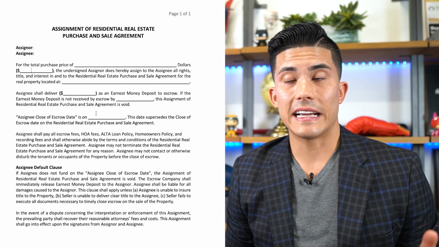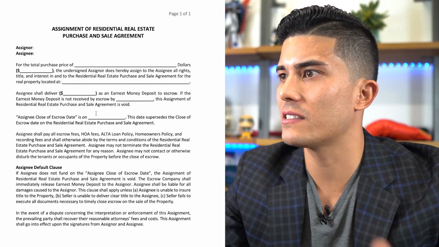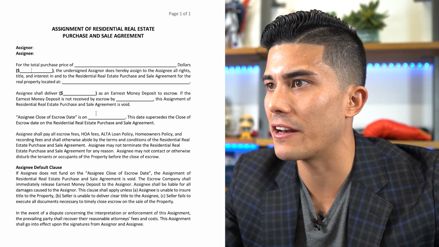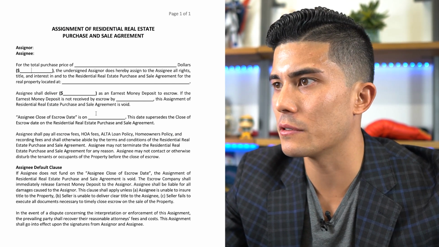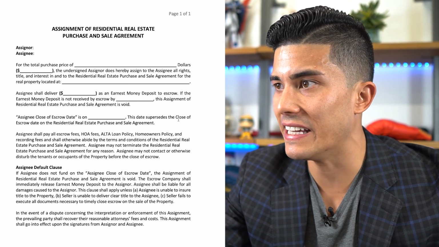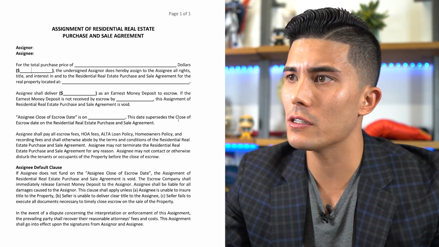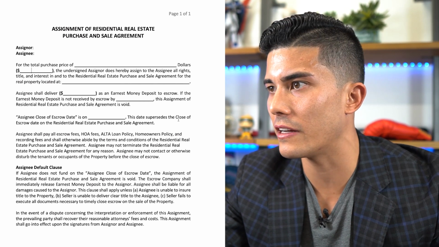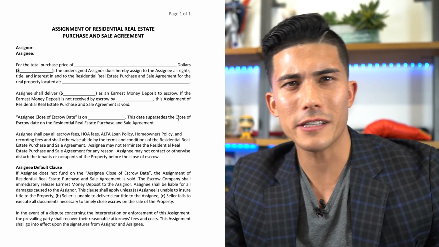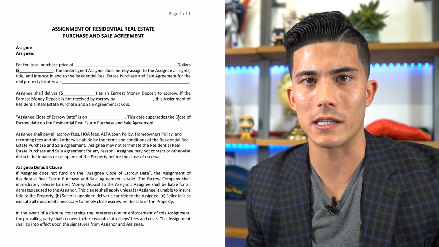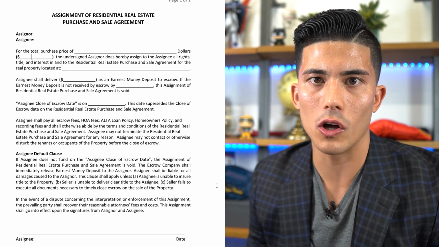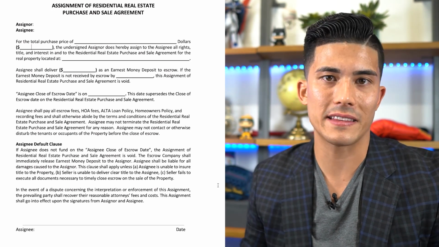Here's the only way that they can get out of it. This clause shall apply unless the assignee is unable to ensure title to the property, seller is unable to deliver clear title to the assignee, seller fails to execute all documents necessary to a timely close of escrow on the sale of the property. So same things with the RPA. If the seller doesn't want to sell, that's not the assignee's fault. If we can't get clear title, it's not the assignee's fault.